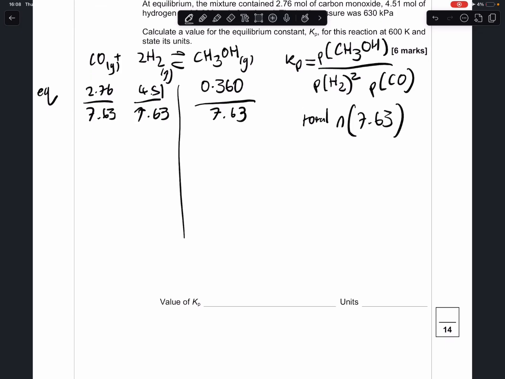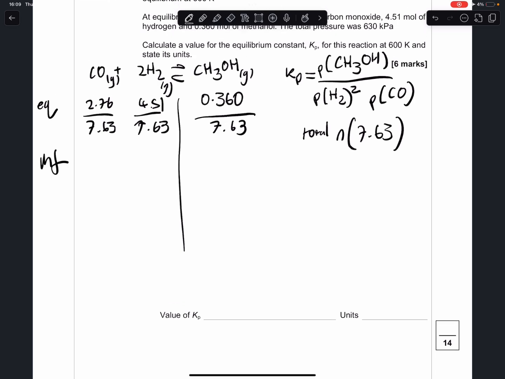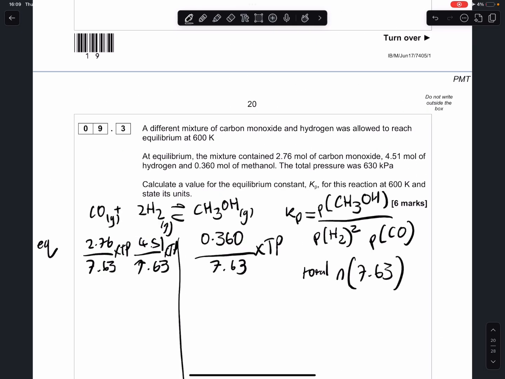But you can also do this all in one go. You could write out your mole fraction and then write out the answer for each one of these, or you could just do it all in one go, which is a lot quicker, and get your answer and multiply it by the total pressure. So you're going to multiply each one by the total pressure, which is given to you in the question.